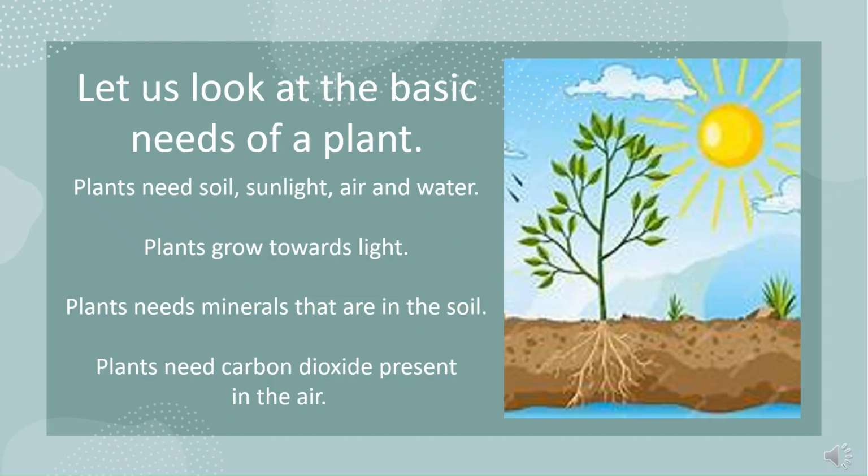Now, let us look at the basic needs of a plant. Plants need soil, sunlight, air, and water. Plants grow towards light. Plants need minerals that are in the soil. Plants need carbon dioxide present in the air.